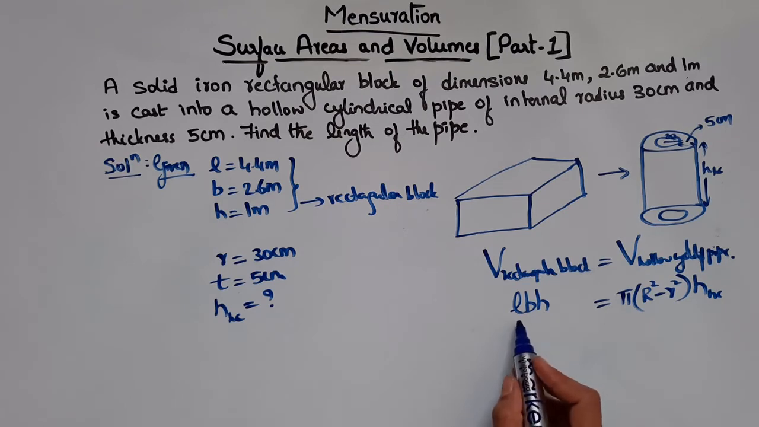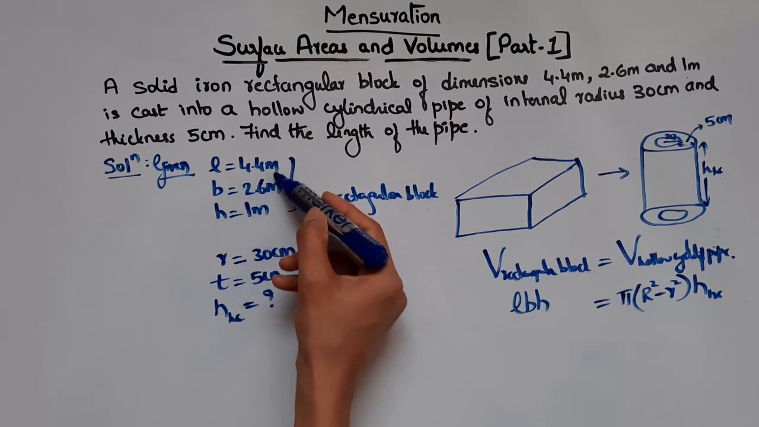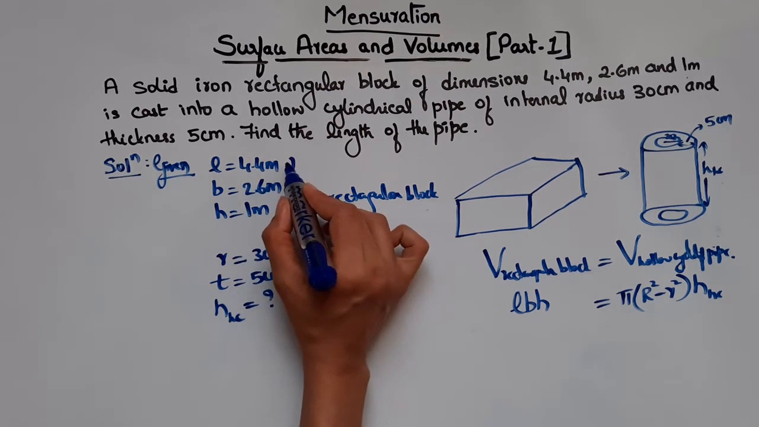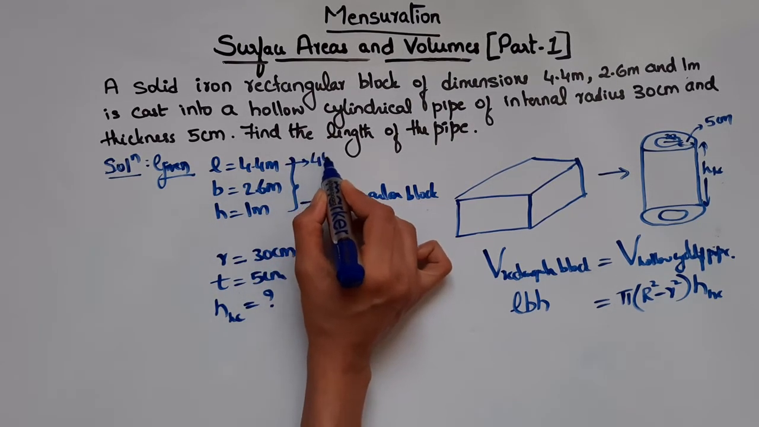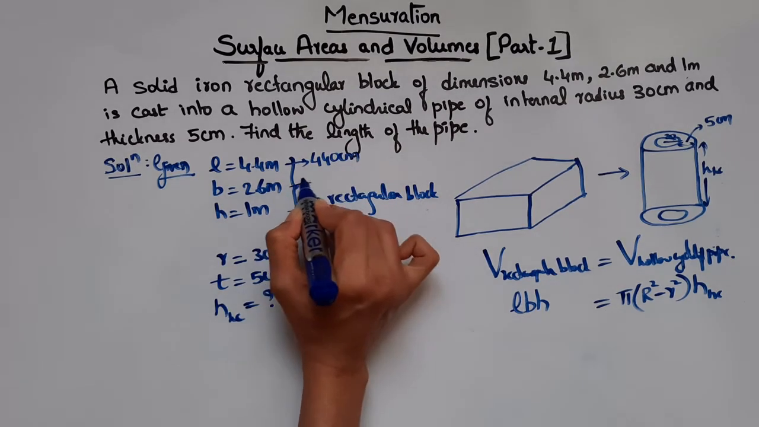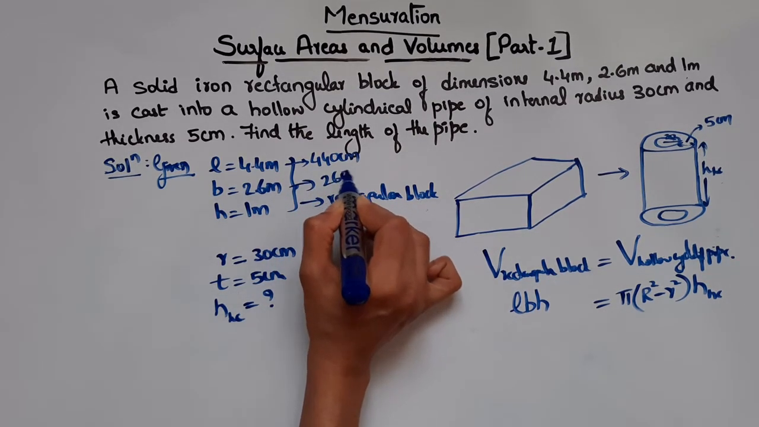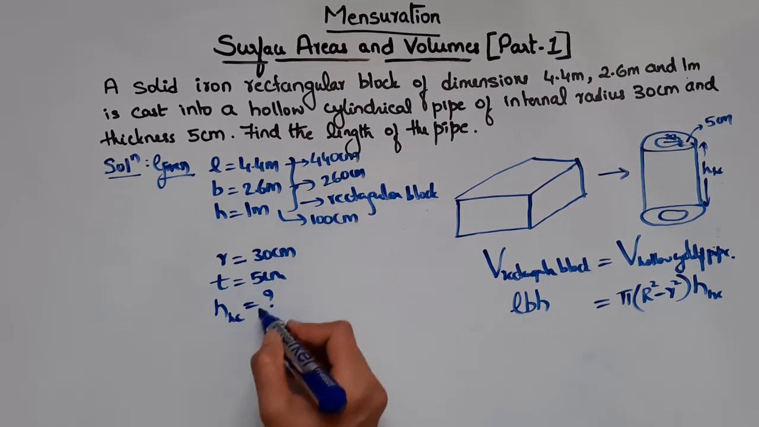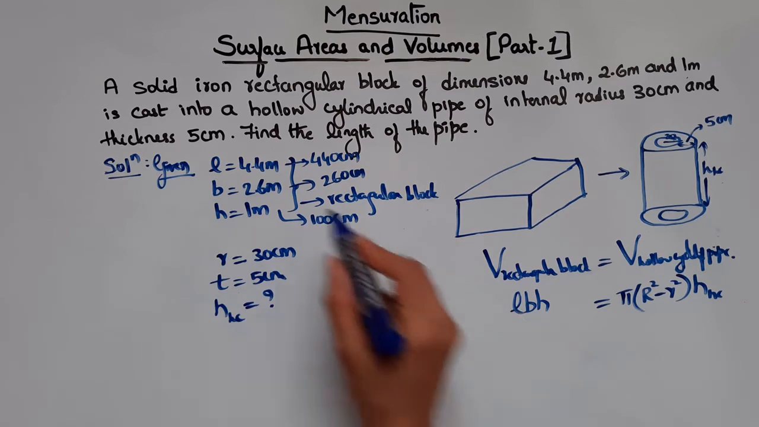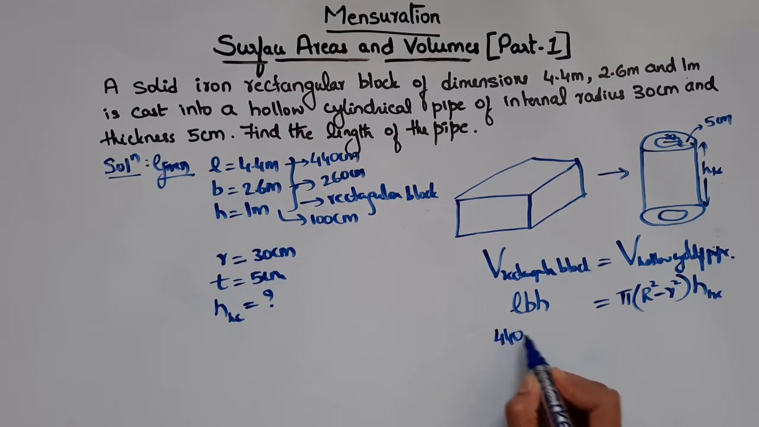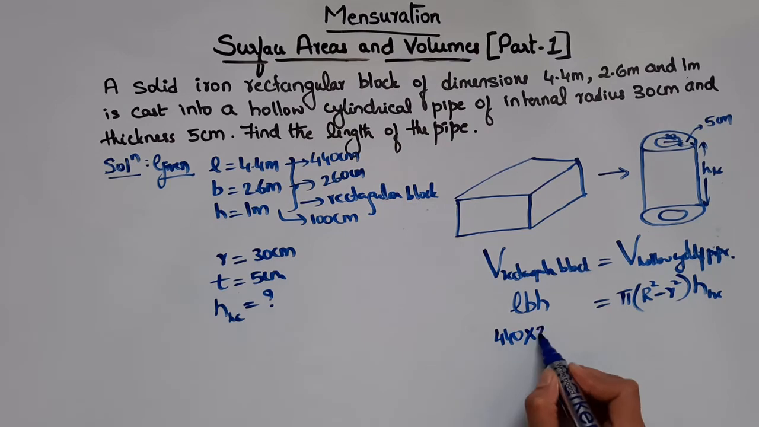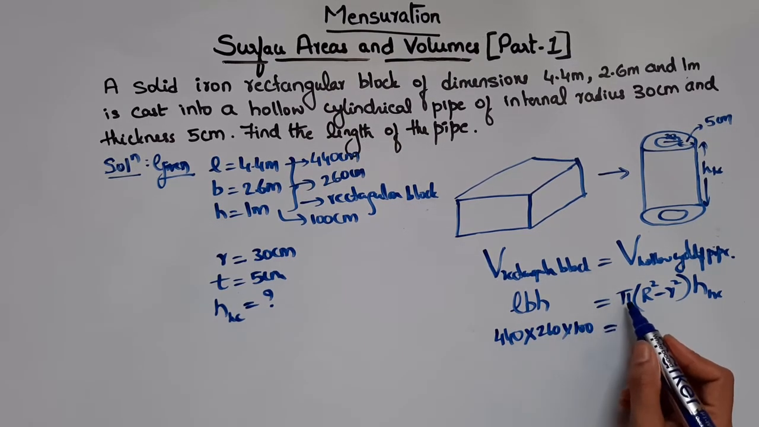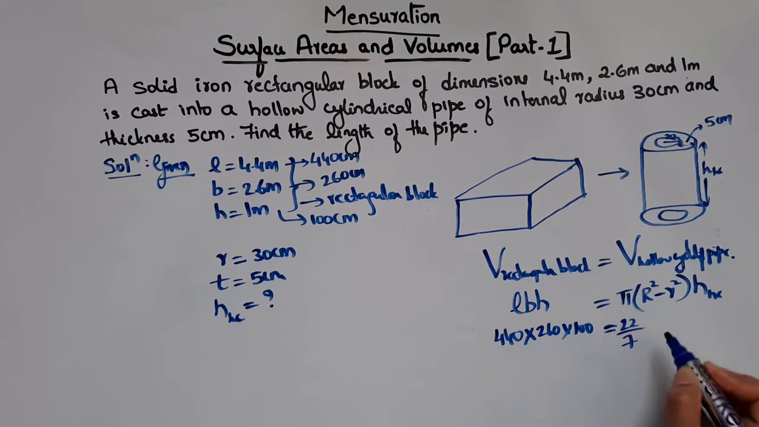So let's substitute the values. Here, all these are in meters and here we have centimeter. So let's convert this to centimeter. So this will be 440 centimeter, this will be 260 centimeter, and this will be 100 centimeter. You have to make the same units, right? So here length is 440 centimeter into breadth 260 into height 100, which is equal to pi. Pi is not given, so you have to take 22 by 7.